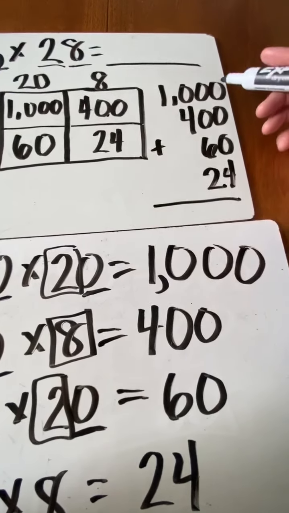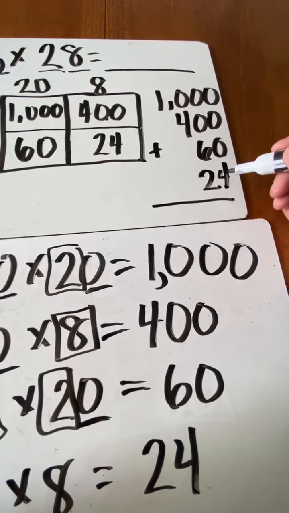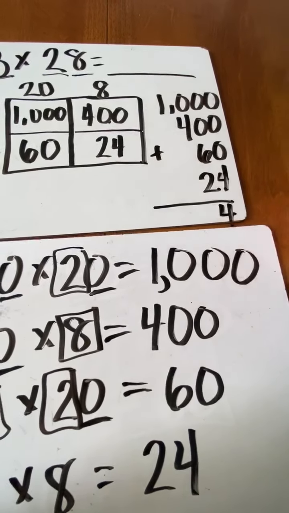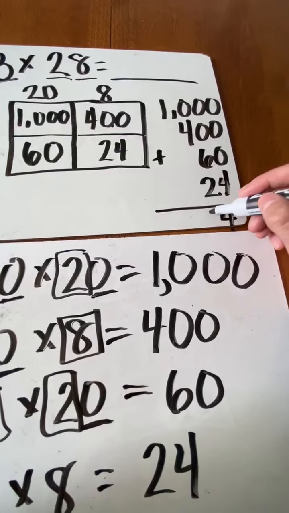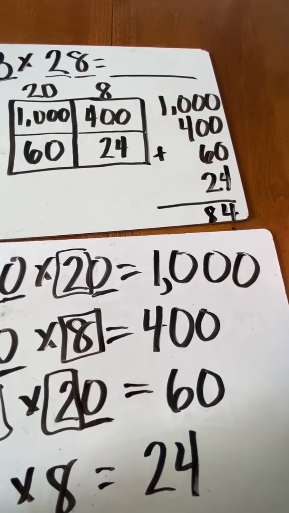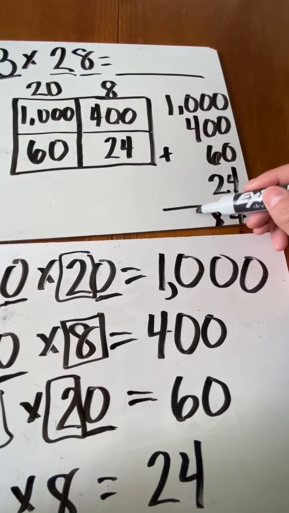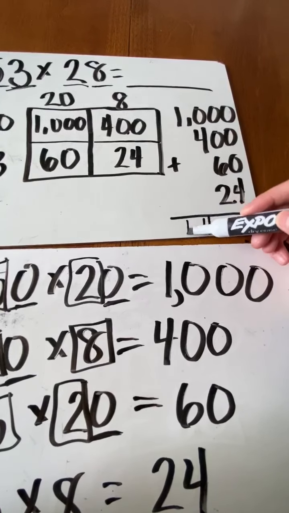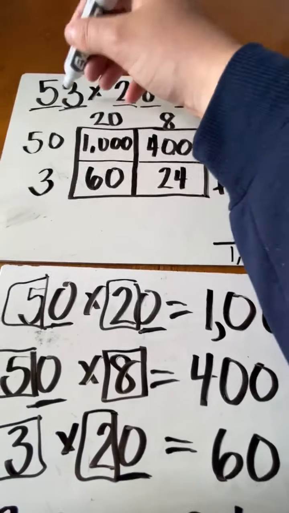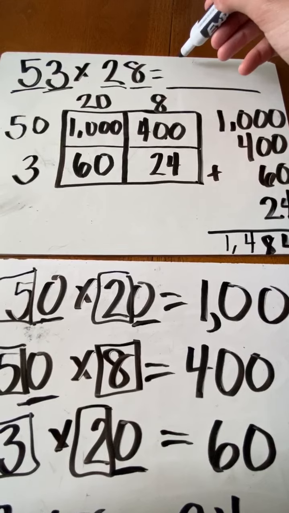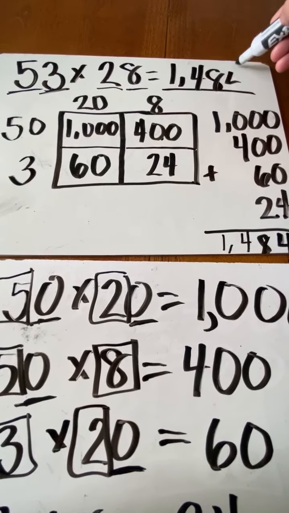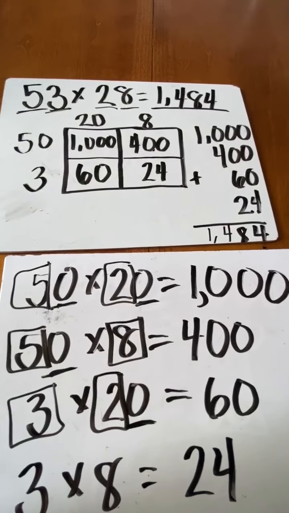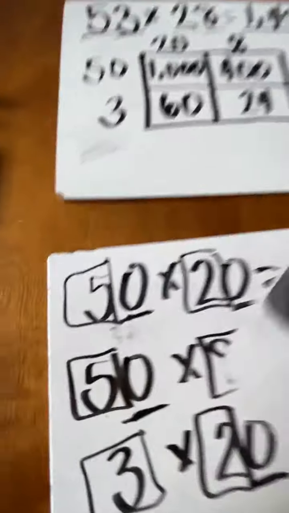And add them all together. 0 plus 0 plus 0 plus 4 is 4. Then I have 0, 0, 6 plus 2, which is an 8. 0 plus 4 is 4, and I bring my 1 down. So my answer to 53 times 28 is going to be 1,484. All right, let's do another one together.